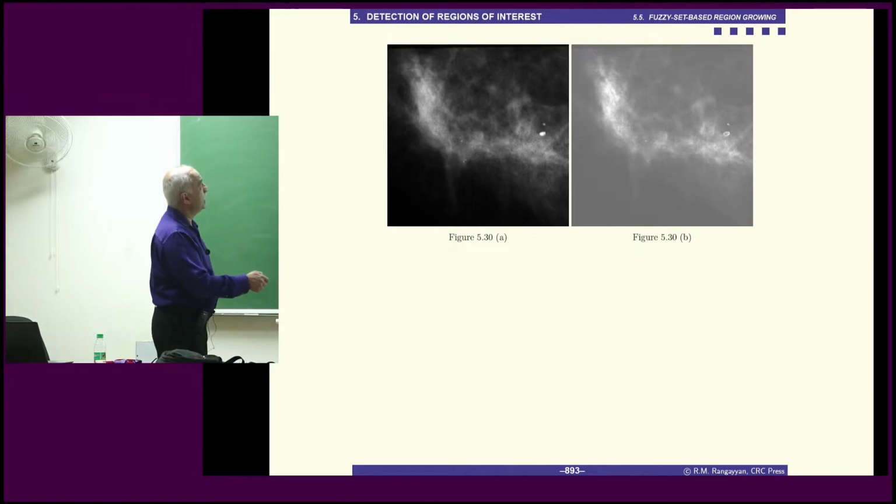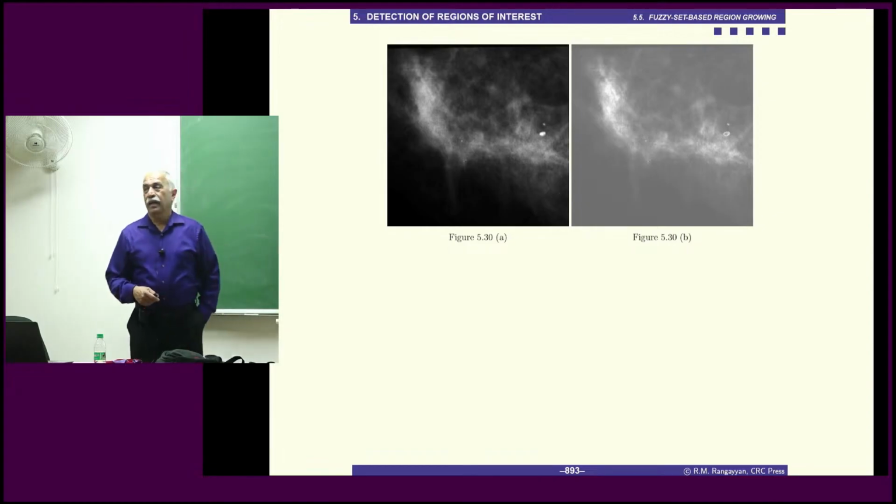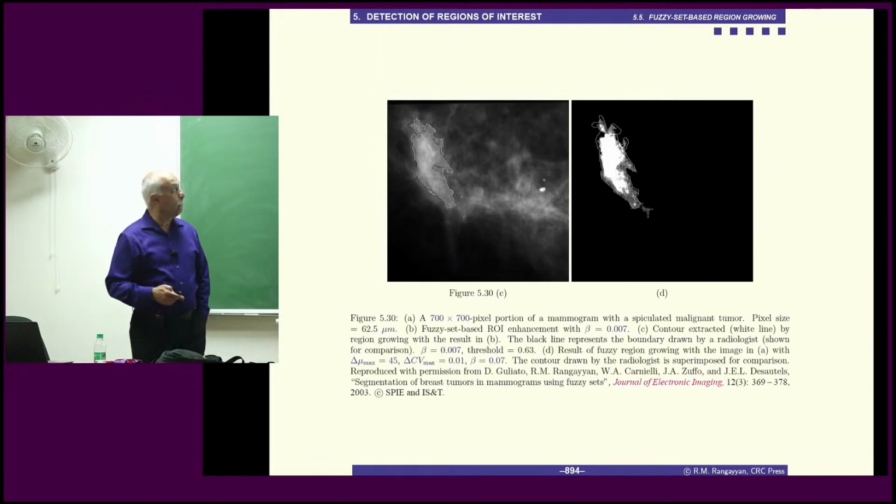Now you can see that some of these regions have very low membership, while pixels within the tumor have high membership. Now you can do region growing on that rather than on the original, and you can get better results.